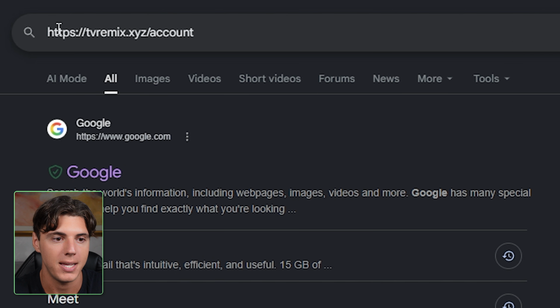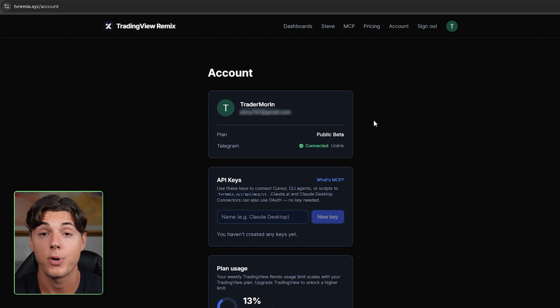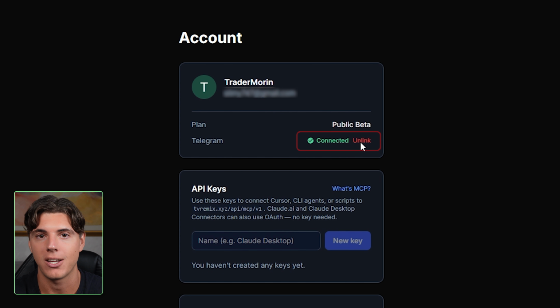And for some reason, if you want to disconnect your Telegram from the TradingView bot, simply paste in this URL and it will bring you to your account sections on the TradingView Remix AI. And I simply click on link.